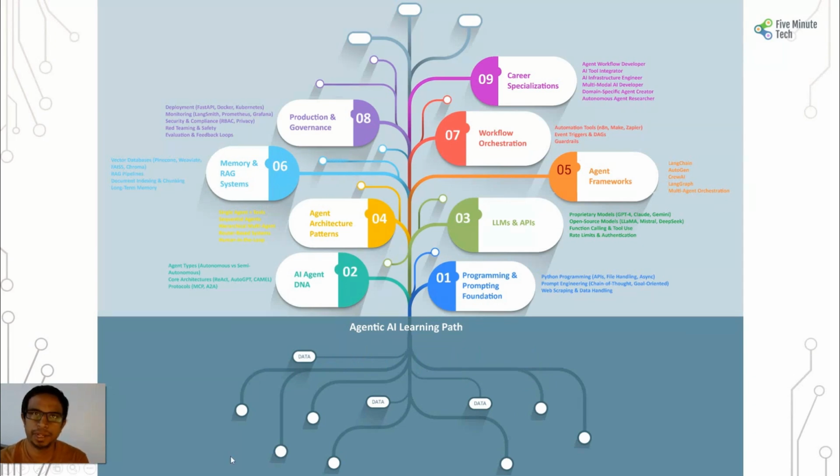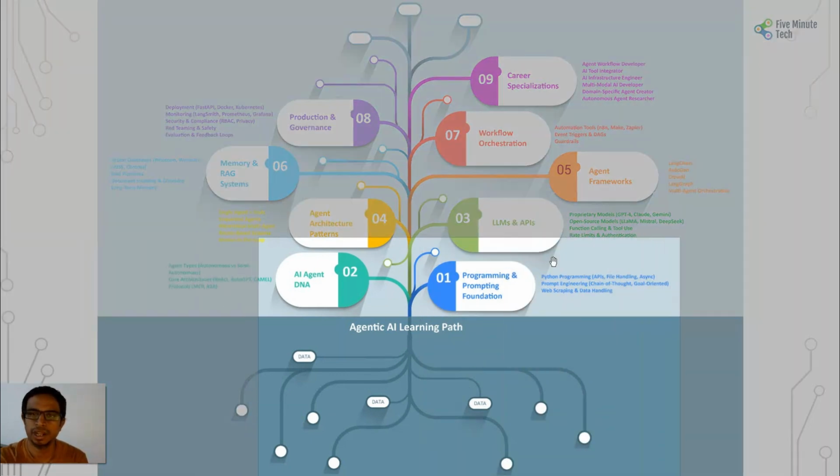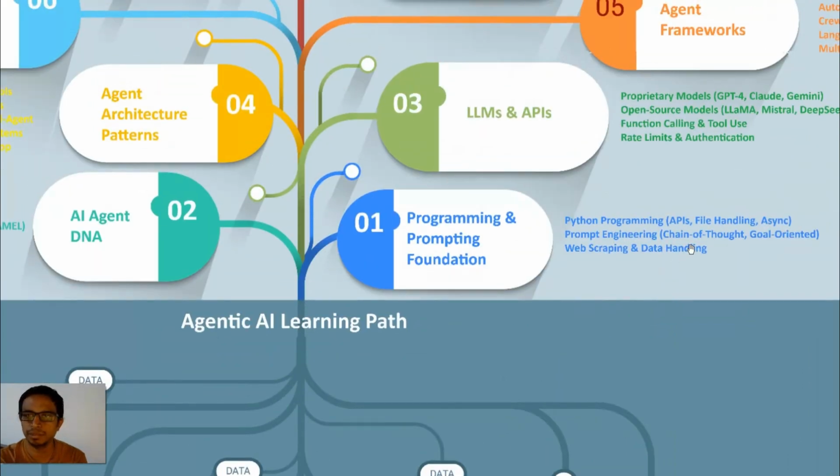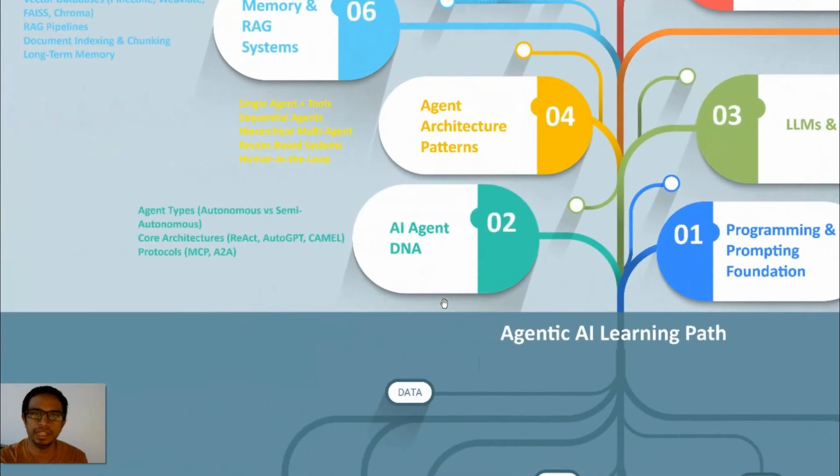So this is the learning path tree in which we will be going through 9 phases. The first one to begin with is the programming and prompting foundation, and that involves learning about Python programming, APIs, file handling, async, and then prompt engineering, chain of thought, goal oriented, and web scraping and data handling. These are some of the parts of your programming and prompting foundation, which will be the first phase of learning Agentic AI.